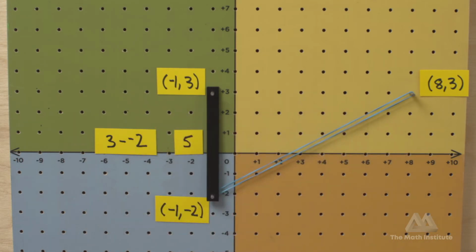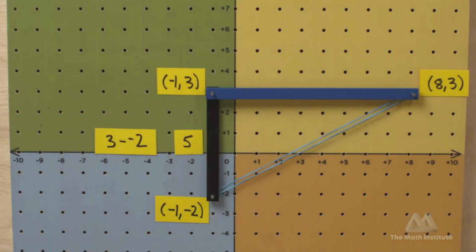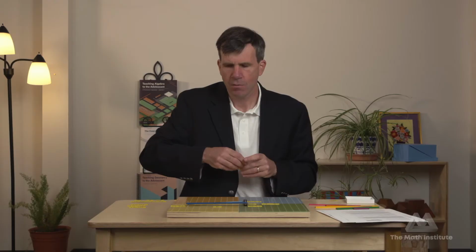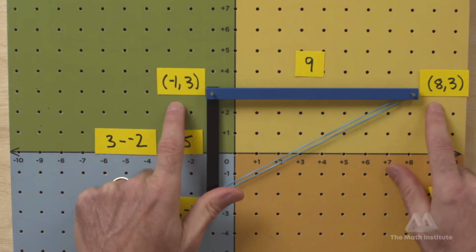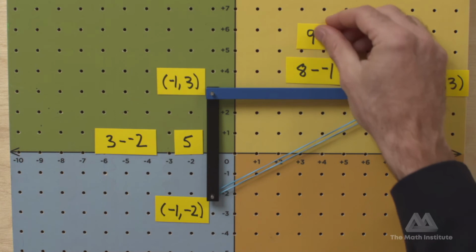How about for the horizontal distance? Well, that's going to be a distance of 9. And what can we do to calculate that distance? Well, we can find out how far apart these x-coordinates are. So if we subtract 8 minus -1, that's going to give us +9.